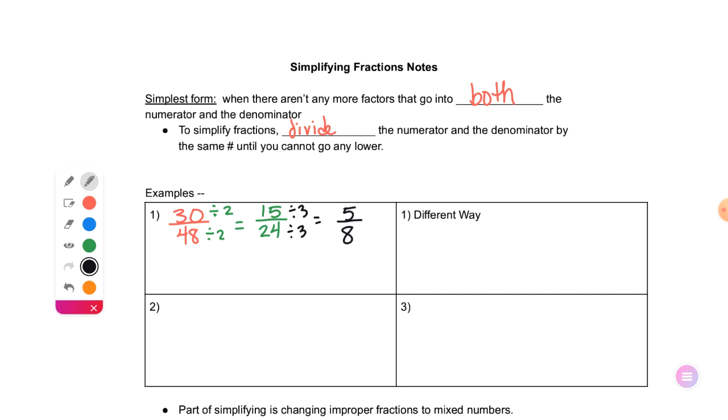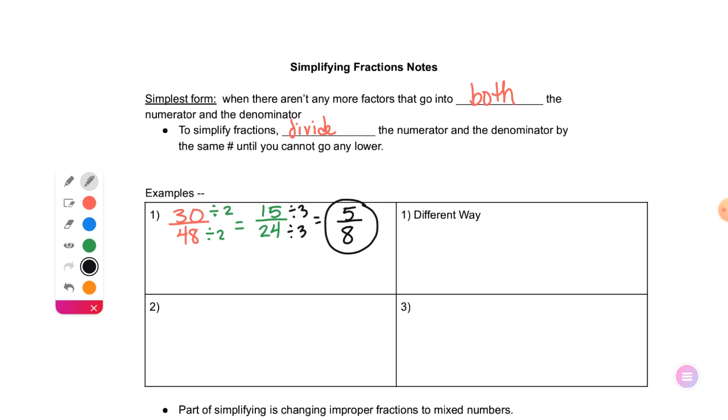When you think you're done, look at the numbers. Are they both even? Nope. Does 3 go into either of them? Nope. Does 4? Nope. Does 5? Nope. Why can I really stop? Because 5 and 8 share no common factors. So that is simplest form.